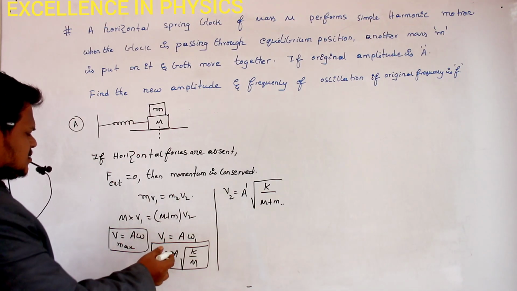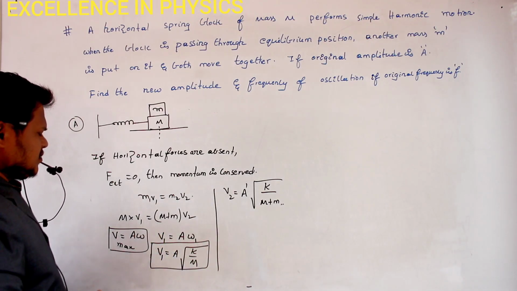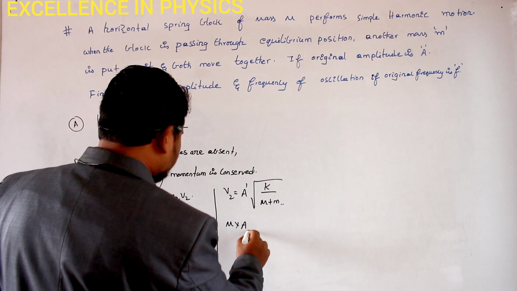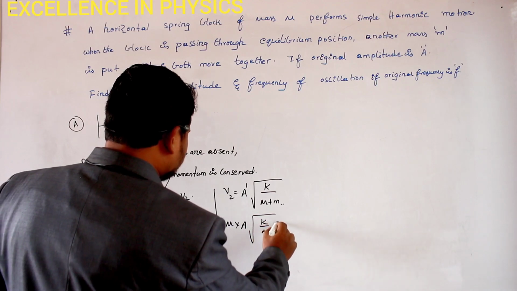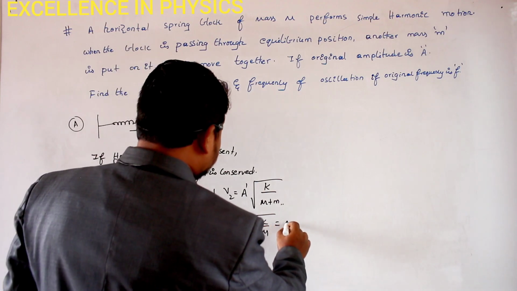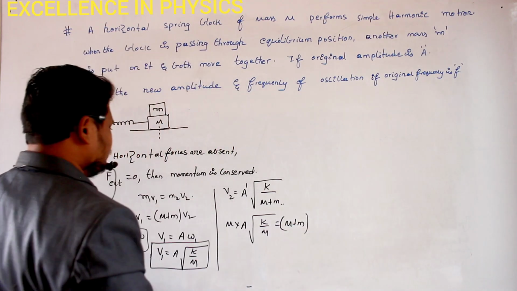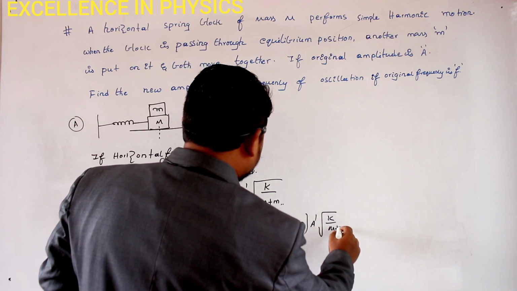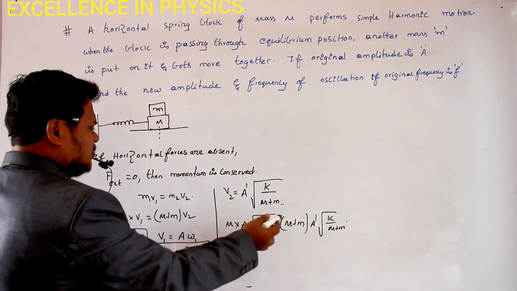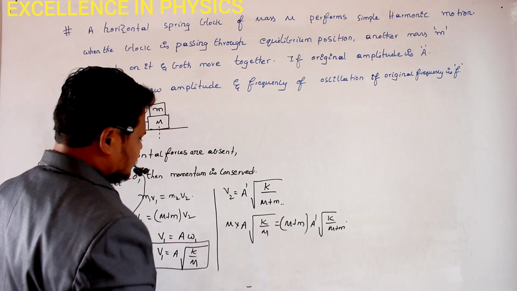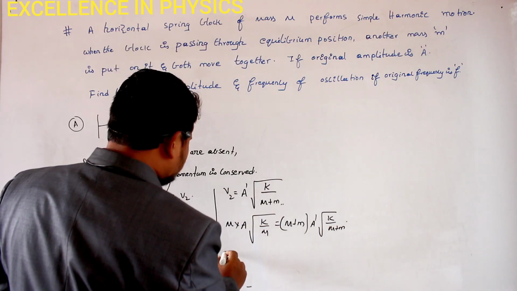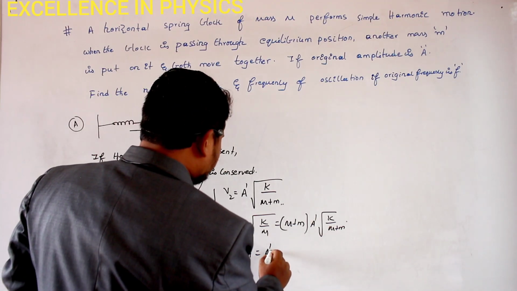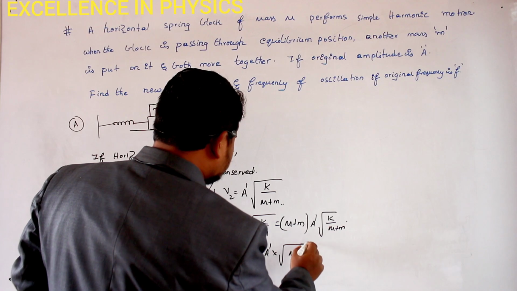Clear? Now take this v1 and v2 and substitute in the original equation, then what will I get? M into v1: instead of v1, I can write A times the square root of k divided by capital M. This equals M plus m into the final velocity, A dash times the square root of k divided by M plus m. Clear? Here root k and root k get cancelled. The final equation I am getting is root M times A equals A dash times the square root of M plus m.